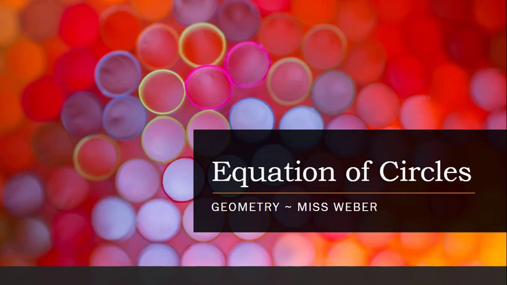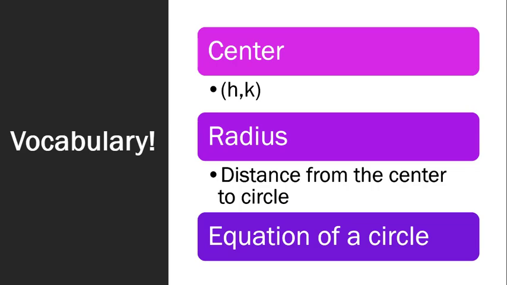Okay, so this video is about equation of circles. The first thing you need to know and copy is the vocabulary. Center is a point, or (h, k), so it's the same as x first and then y, but there's a formula, so we use h and k when we're talking about circles. Radius is the distance from the center to the circle.